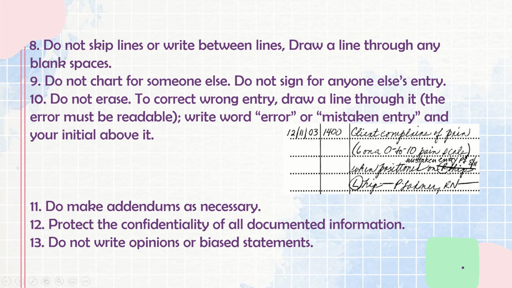So how do you correct this one? Again, you should not white out. You should not erase. So this is how we correct this one. Maglalagay lang tayo ng line dito sa ating gustong tanggalin or gustong ibahin. So draw a line here, just like this, right hip. And then above it, ilalagay mo mistaken entry or pwede rin namang error, pero mas okay yung mistaken entry. And then your initials or your signature and then yung date.